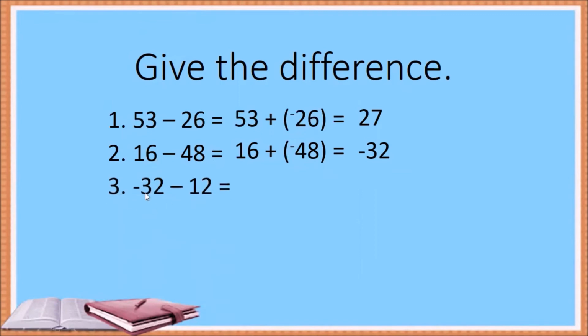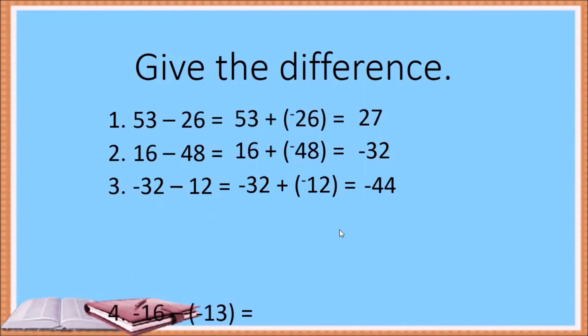Third example, negative 32 minus 12. So, negative 32, add its additive inverse. So, yung minus magiging plus. At ang 12, ang additive inverse niya ay negative 12. Therefore, na-observe natin parehas ang sign nila. So, i-add si 32 at si 12. So, we have 44, and copy or affix the common sign. So, the difference between negative 32 and 12 is equal to negative 44.